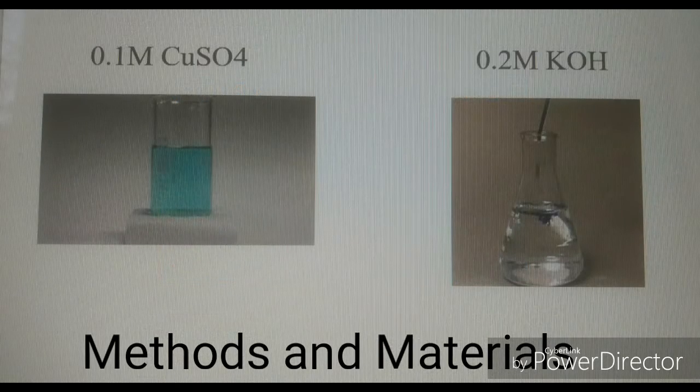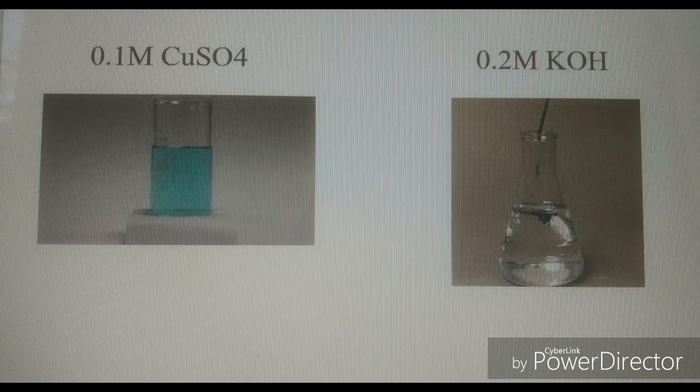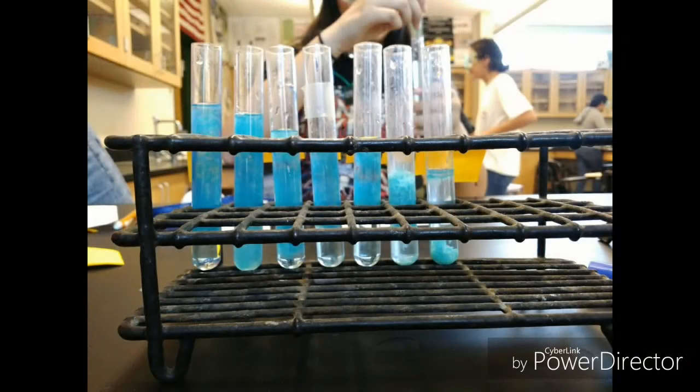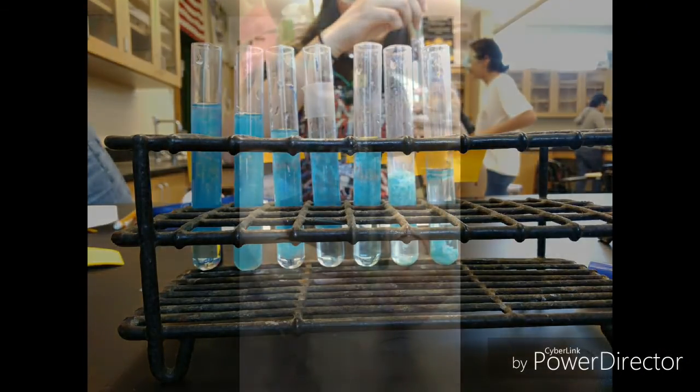To perform this lab, we used 2 reactants in water. One of the solutions was 0.2 molar potassium hydroxide and the other was 0.1 molar copper sulfate. First, we numbered the test tubes 1 through 8. We then filled each test tube with 5 milliliters of copper sulfate. Then we put 1 milliliter of potassium hydroxide in the first tube, 2 milliliters in the second tube, and continued the pattern until eventually filling the last tube with 8 milliliters.